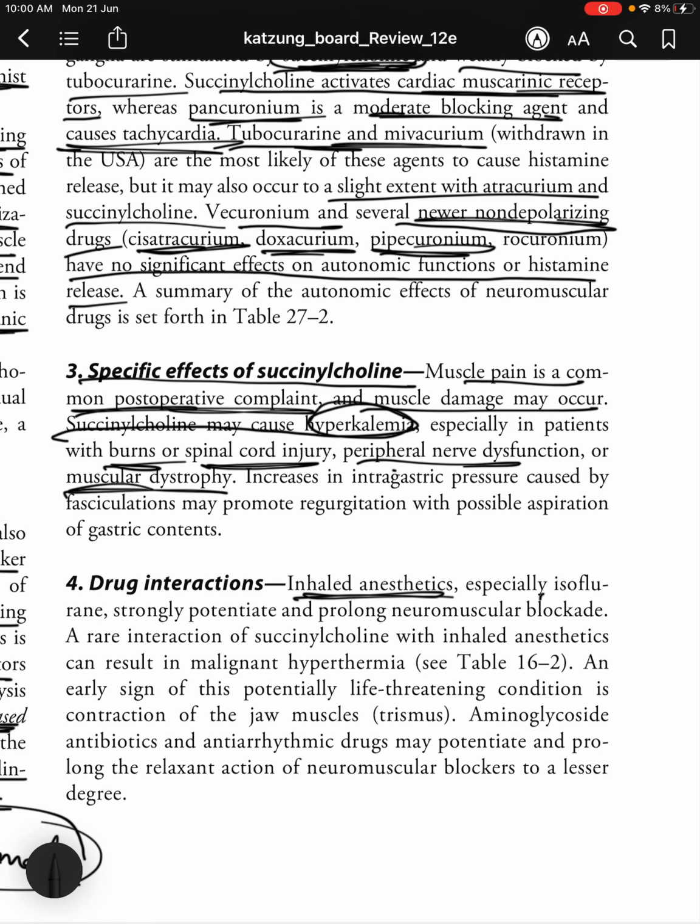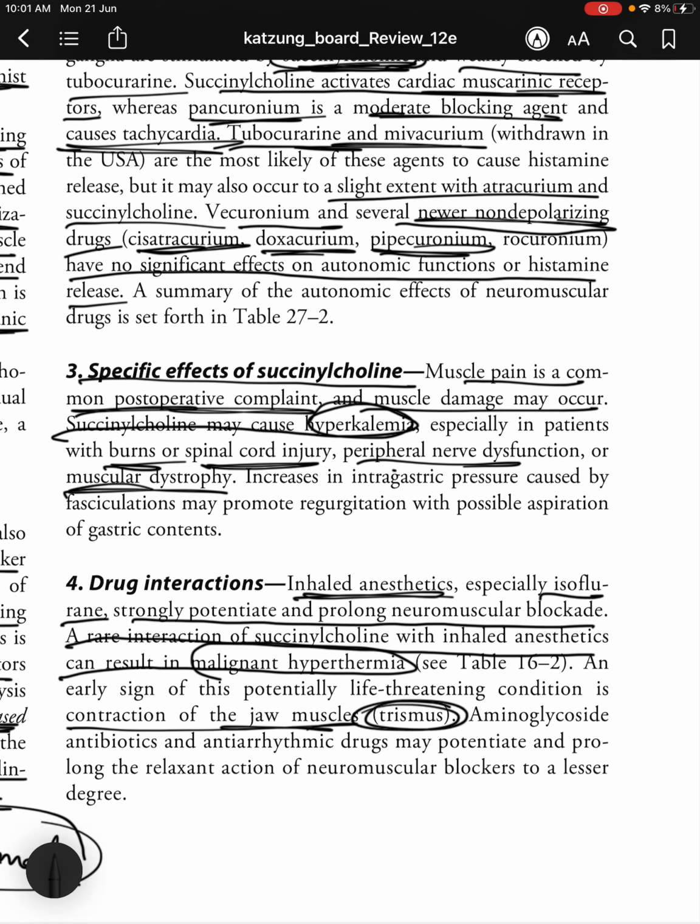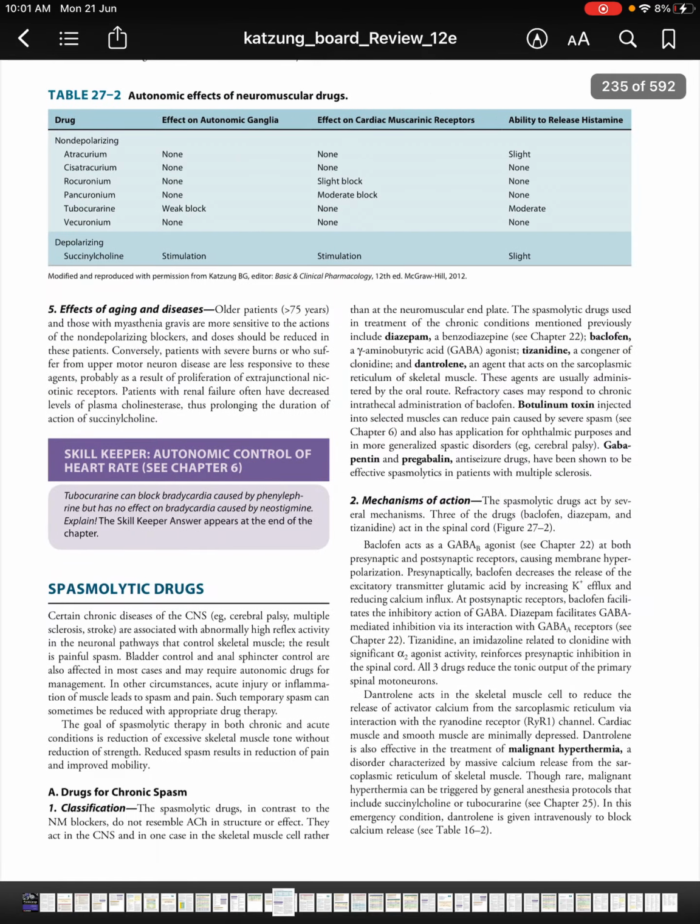Coming to the drug interactions, so inhaled anesthetics, especially isoflurane, strongly potentiate and prolong neuromuscular blockade. A rare interaction of succinylcholine with inhaled anesthetics can result in malignant hyperthermia. An early sign of this potentially life-threatening condition, okay, is the contraction of the jaw muscles, which is called trismus. Aminoglycoside antibiotics and antiarrhythmic drugs may potentiate and prolong the relaxant action of neuromuscular blockers to a lesser degree.